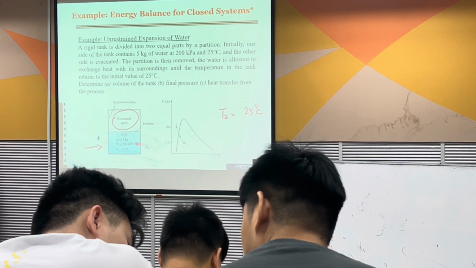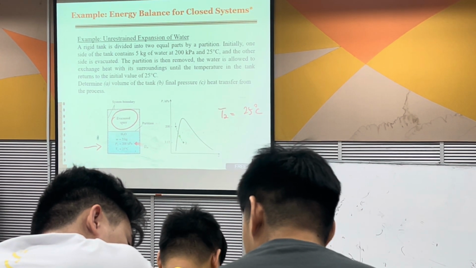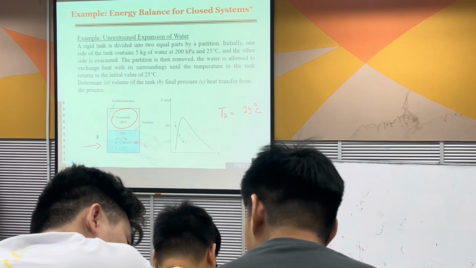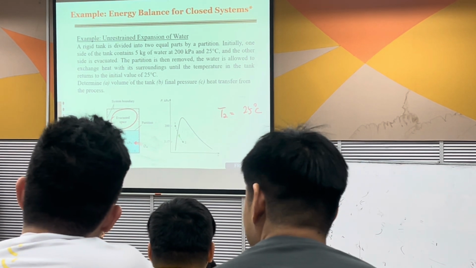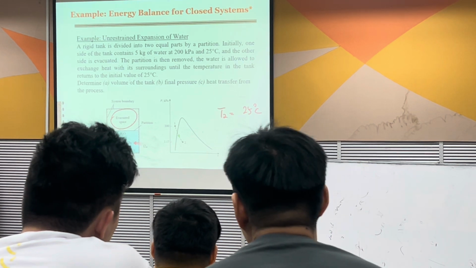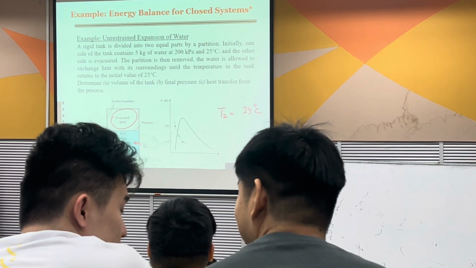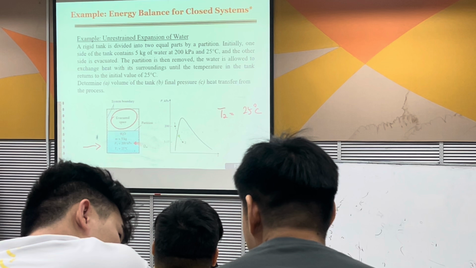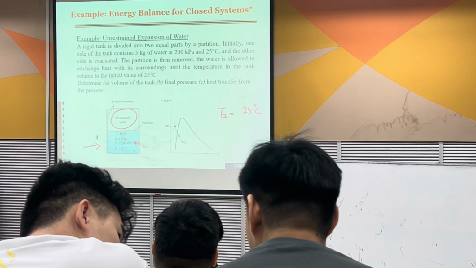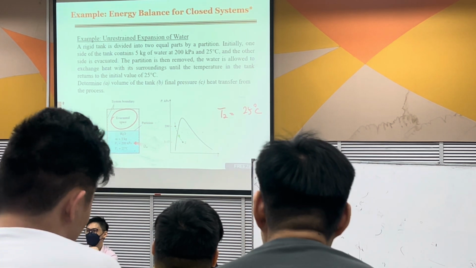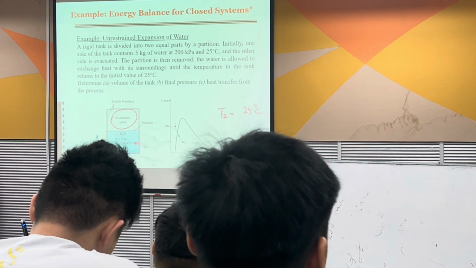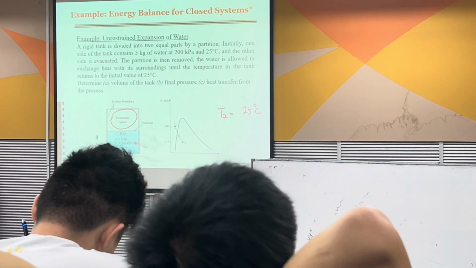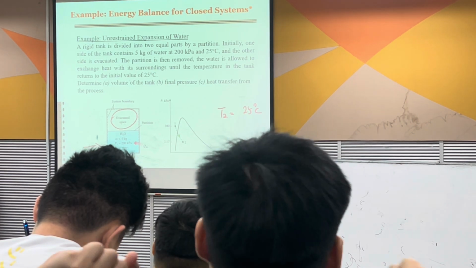So here we look at what we have at the initial state first. For part A, we need to determine the volume of the tank. The volume of the tank is actually quite straightforward. We know that initially the water occupies half of the tank. Finally, it occupies fully. So we just need to find the initial volume of the water times 2. Then you can get the volume of the tank.